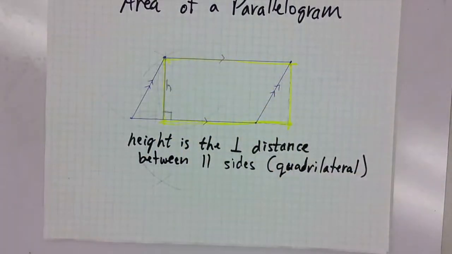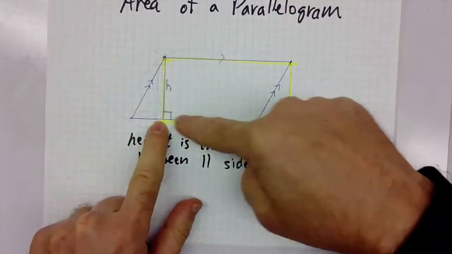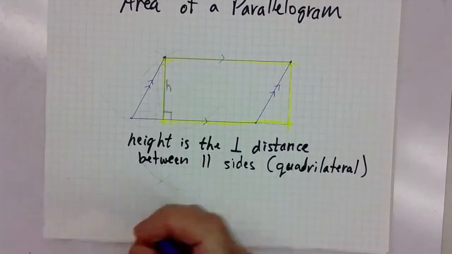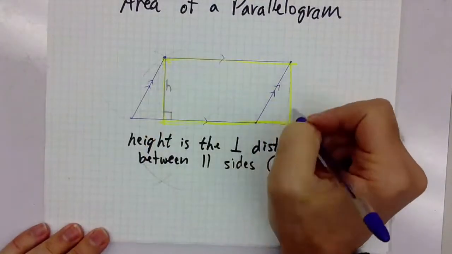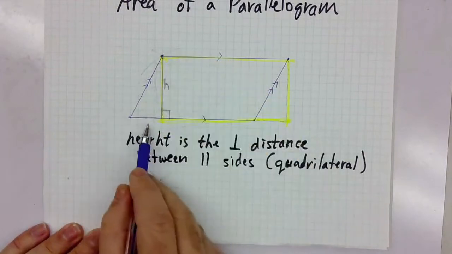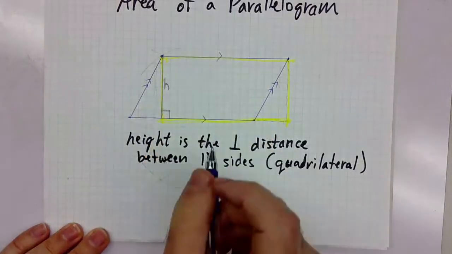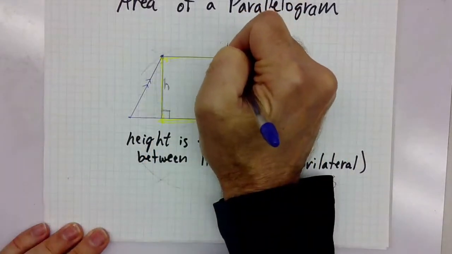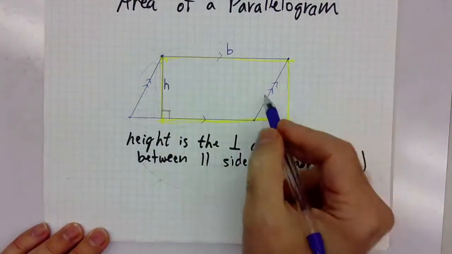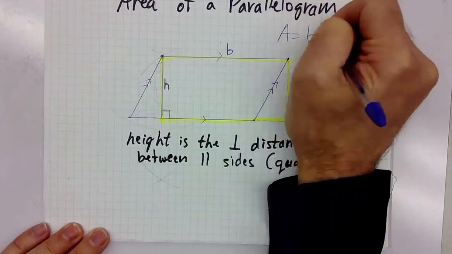Right? So the area of this parallelogram could be represented as the area of a rectangle. And what would be the dimensions of this rectangle? Well, the one side would be the height, and the other side would be the base. Remember, opposite sides of a parallelogram are congruent, so the opposite side would be the base. So the area of a parallelogram is simply the base times the height.